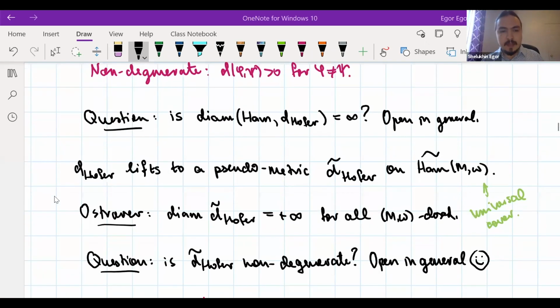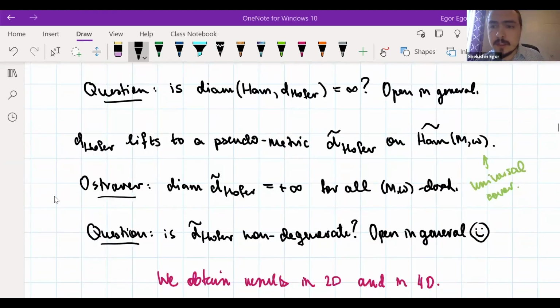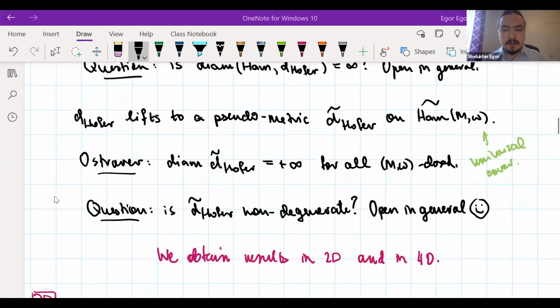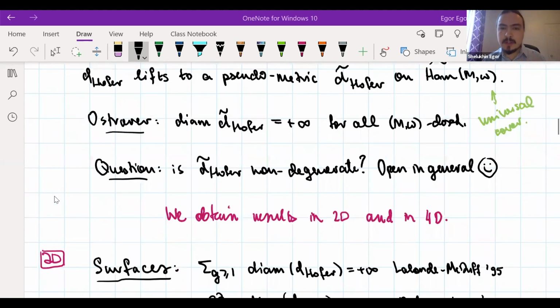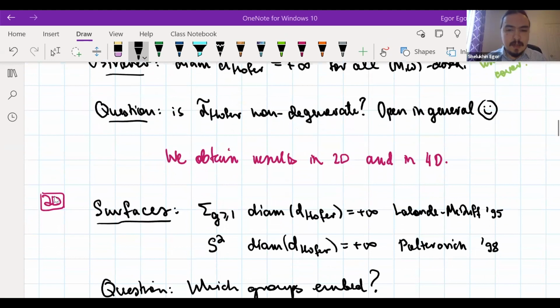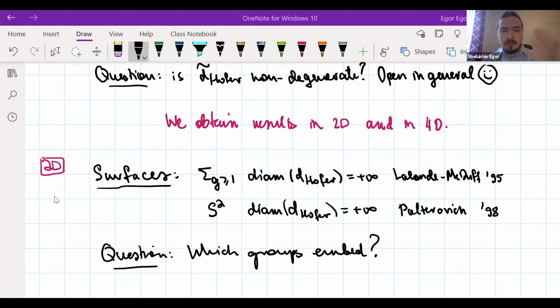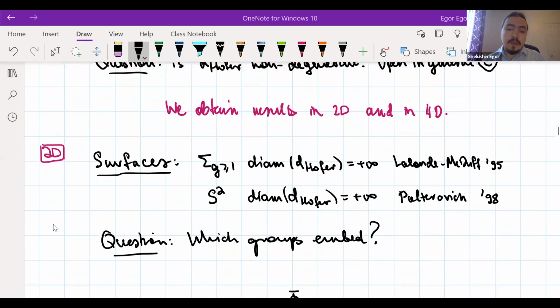Okay, and so using these spectral invariants that I have described, we obtain certain results in the two-dimensional case and also in the four-dimensional case. So let me start with the two-dimensional case, right? So the case of surfaces. In this case, we know that the diameter of the Hofer metric is infinite. So for surfaces of genus 1 and higher, this is a result of Lalonde-McDuff from '95. And in the case of S^2, this is a result of Polterovich from '98. And okay, so the diameter is infinite.